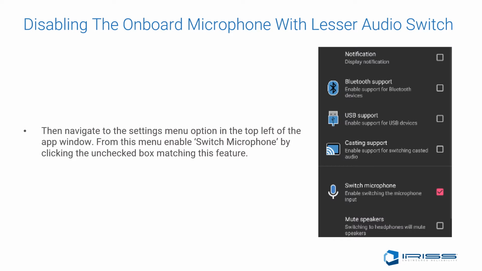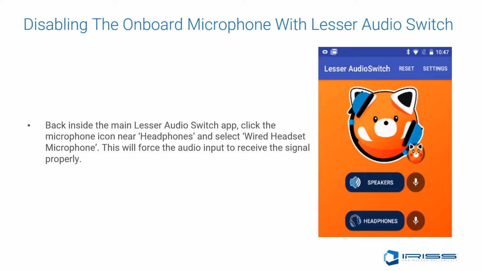Then navigate to the Settings menu option in the top left of the app window. From this menu, enable Switch Microphone by clicking the unchecked box matching this feature title. Back inside the main Lesser Audio Switch app, click the microphone icon near the headphones and select Wired Headset Microphone. This will force the audio input to receive the signal properly.